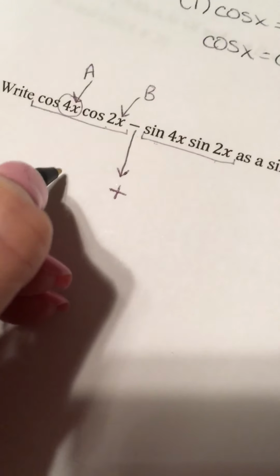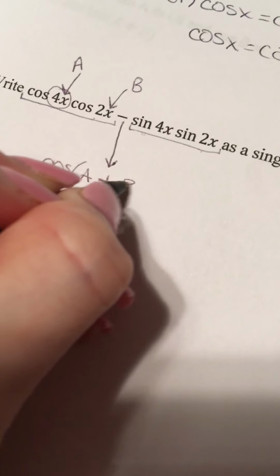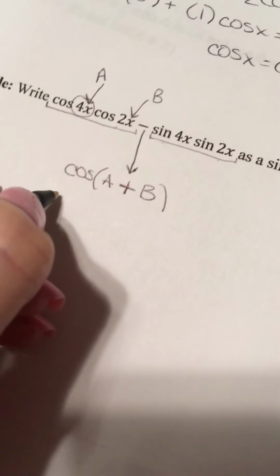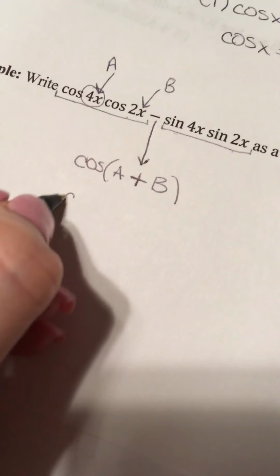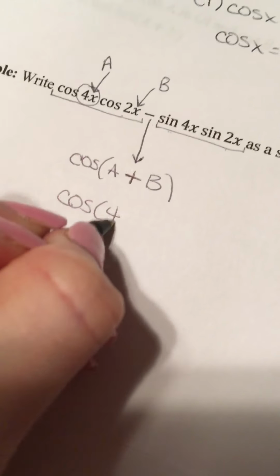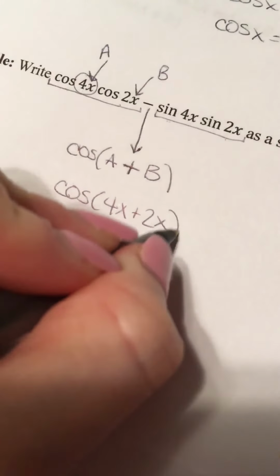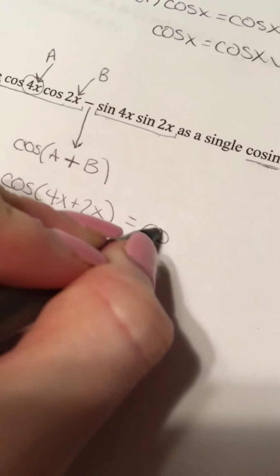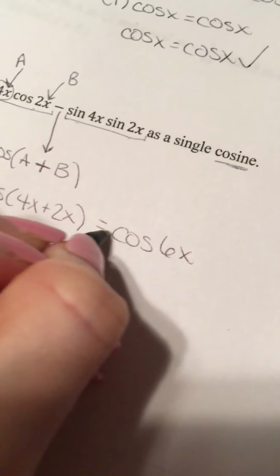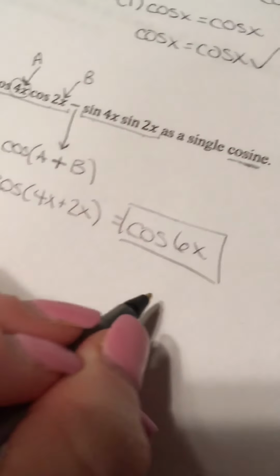Okay. So, here, this looks more intimidating than it is. I'm going to call 4x A and I'm going to call 2x B. And I'm just going to say that this is cosine of A plus B. And on this specific problem, this would look like cosine of 4x plus 2x, or cosine of 6x. That would be the answer.